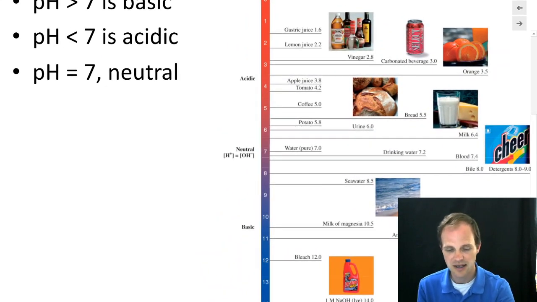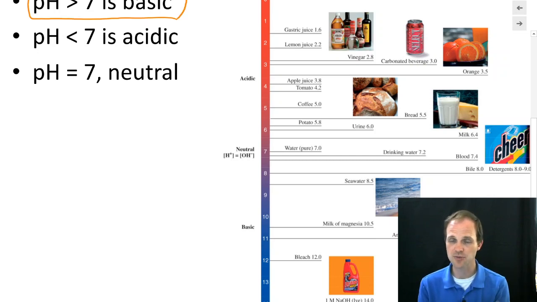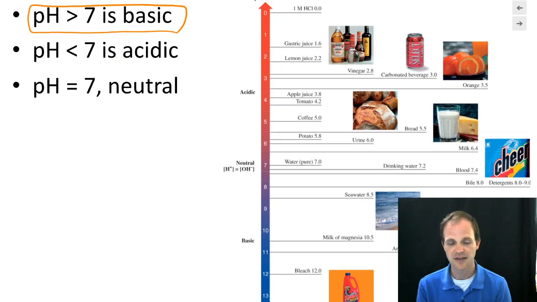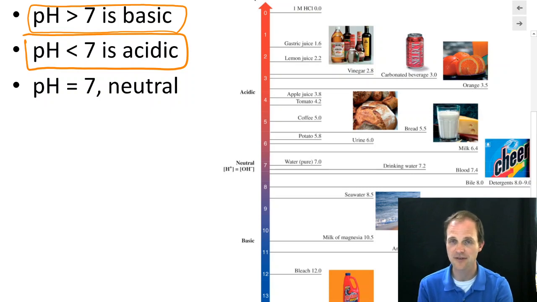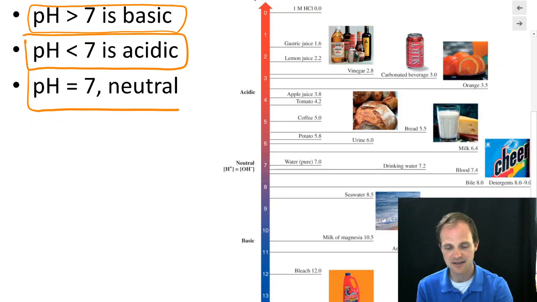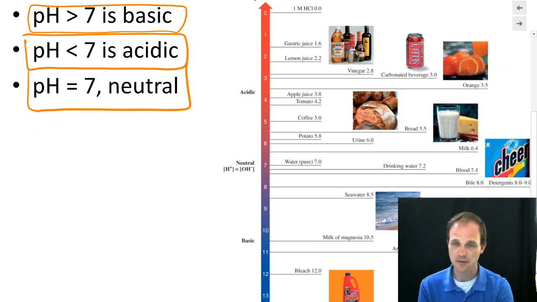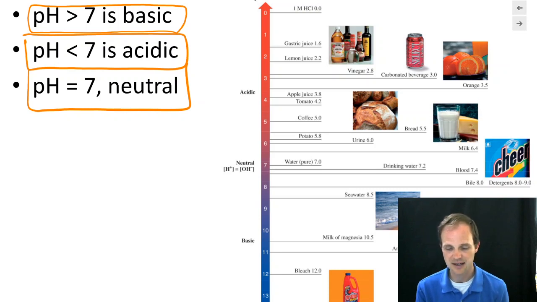It turns out if your pH is greater than 7, you have more OH minus than you have H plus in the solution. We call that basic. If your pH is less than 7, you have more H plus than you have OH minus, and we call that acidic. And if your pH is exactly 7, you have exactly the same amount of H plus as you have OH minus, and we call that neutral. And as I said, most of our experience is with things that are acidic, because things that are strongly basic tend to dissolve us, and we don't like that.